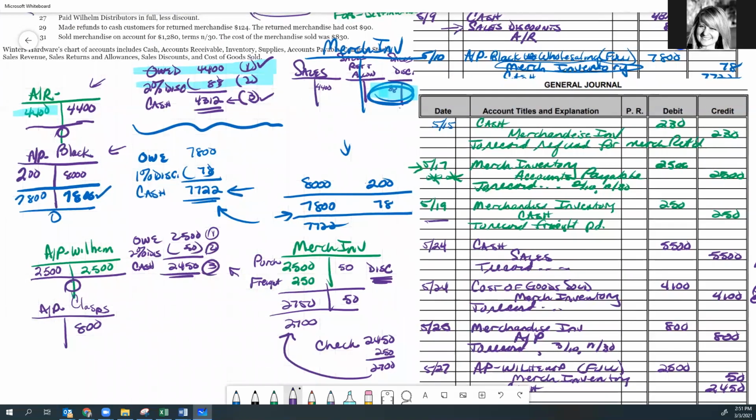We made, oh, this is important. I don't think we've had one of these. We made refunds now to customers for returned merchandise. And the returned merchandise had cost $90. So we made a refund to our customer. So let's work on that.